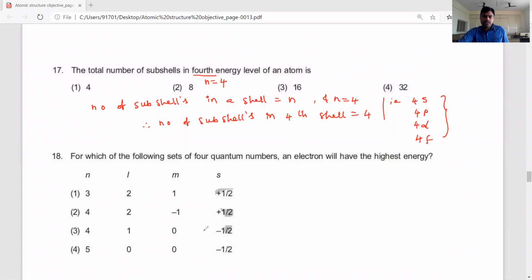Let's see. The 18th question is very, very important. Which of the following sets of 4 quantum numbers for an electron will have the highest energy? What I said? The energy is higher for the one which has a higher n plus l value. See here, n plus l values you have to calculate.